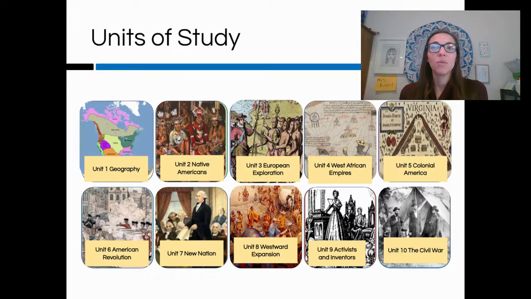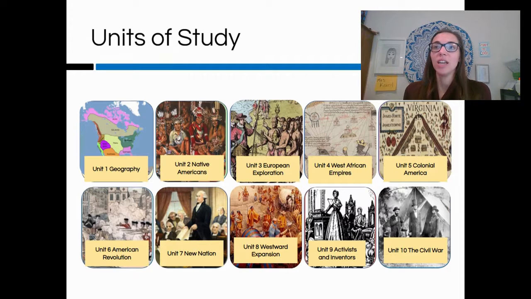In the second half of the year, we look at the American Revolution, looking at both the causes of the revolution and the war itself. Then we move on to Unit 7, New Nation, which is all about learning about the Articles of Confederation, the Constitution, and the first 5 presidents.